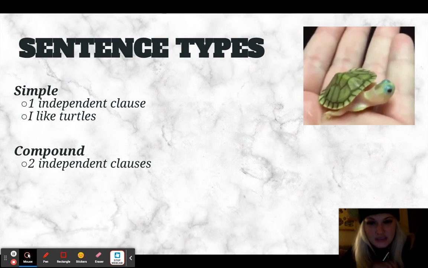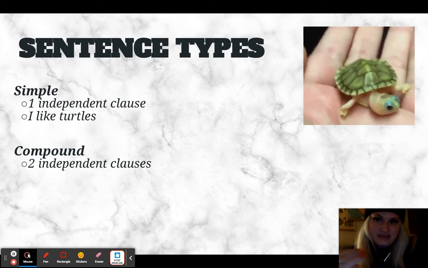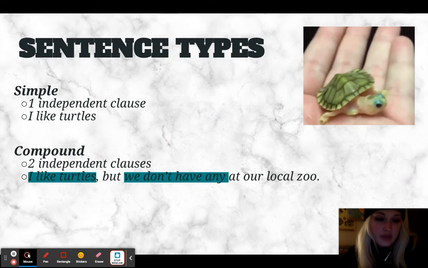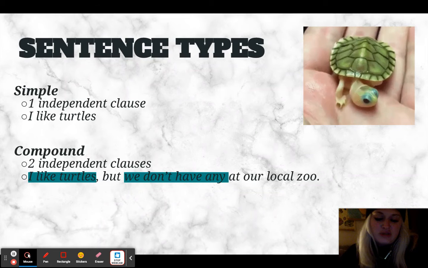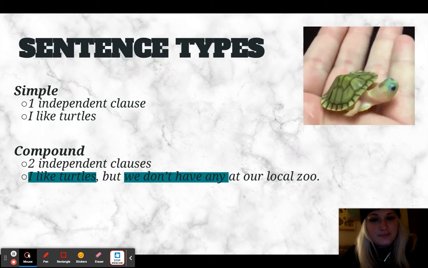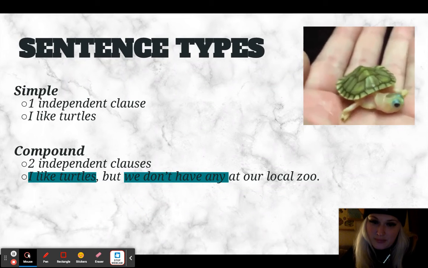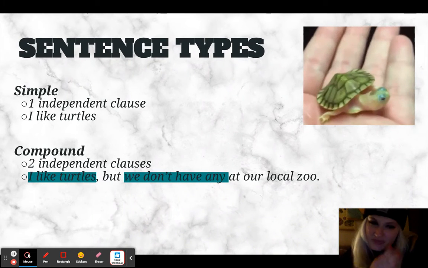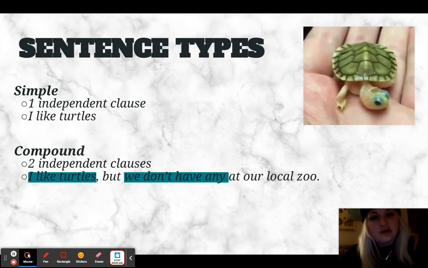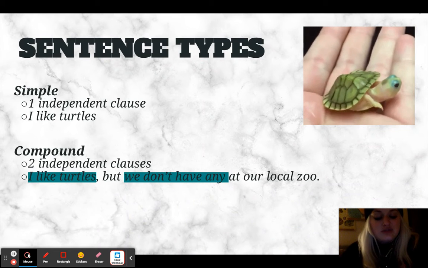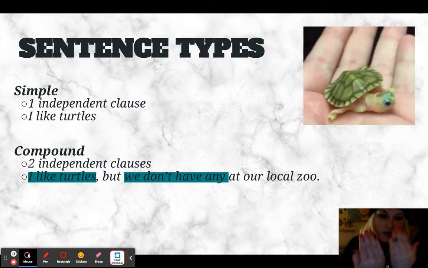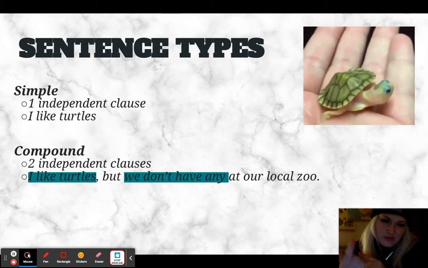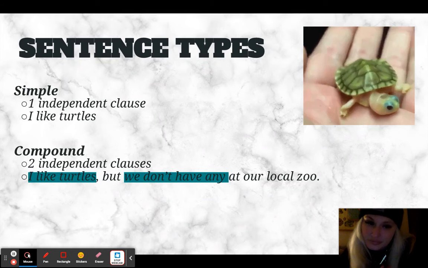Compound. It's going to be two independent clauses combined together. So remember we talked about FANBOYS before? That's where these come in. So I have my two independent clauses. I like turtles, and we don't have any. We're combining those. I like turtles, comma, but, that's your FANBOY, we don't have any at our local zoo. Okay, so two independent clauses pushed together. And we'll talk a little bit later about, again, how to punctuate those. We've already worked on that a little bit, but we're going to go further.